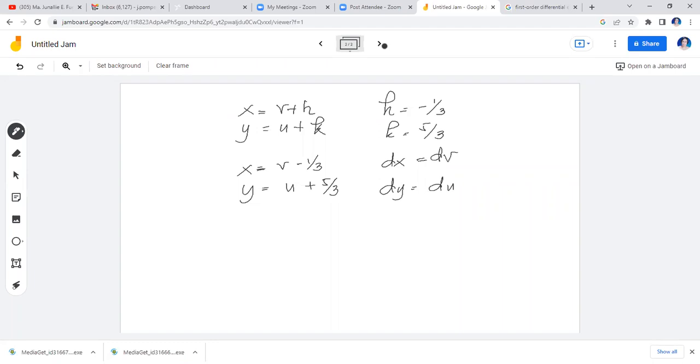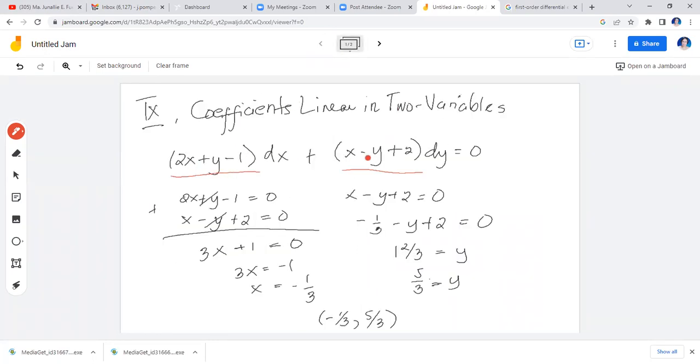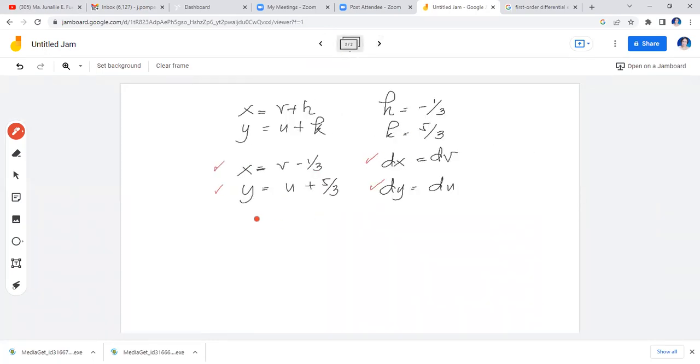Now, what's the purpose of these four equations that we have now? I will just use a different color. The x should be replaced by this, the y should be replaced by this, the dx should be replaced by this, and the dy should be replaced by this. Meaning your original DE will now be changed to a new DE which has variables v and u.